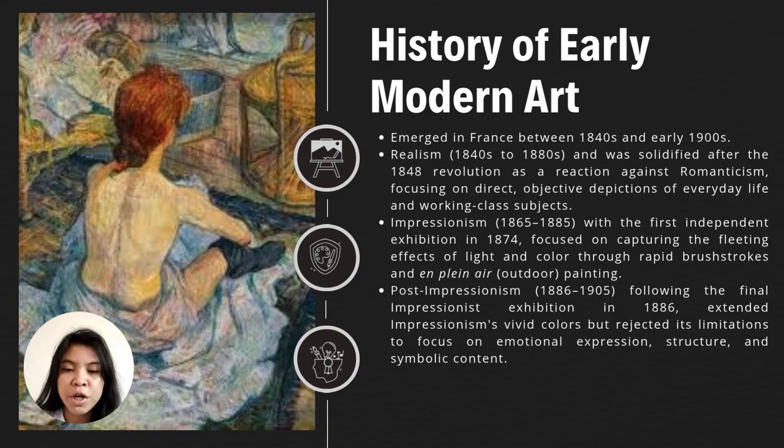This was followed by Impressionism, 1865 to 1885, which shifted attention to capturing light, color, and fleeting moments using loose brush strokes and outdoor painting, with the first independent exhibition in 1874. After this, Post-Impressionism from 1886 to 1905 went further by emphasizing emotion, structure, and symbolic meaning, with the final exhibition in 1886. Together, these movements showed the transition from realistic depiction to a more personal and expressive form of art, shaping the foundation of modern art.